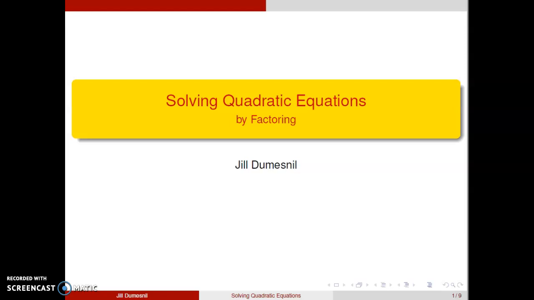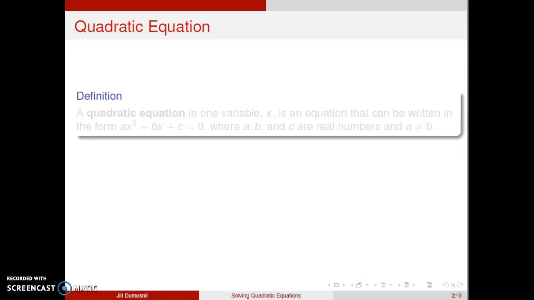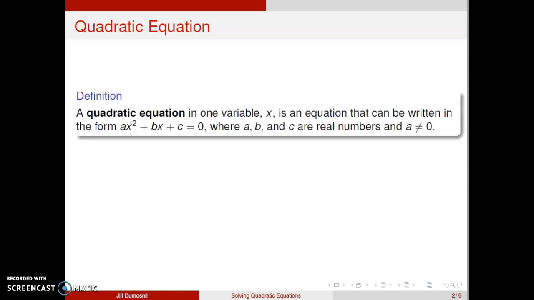In this video, we will solve quadratic equations by factoring. What do we mean by a quadratic equation? A quadratic equation in one variable x is an equation that can be written in the form ax squared plus bx plus c equals 0, where a, b, and c are fixed real numbers and a is non-zero. A quadratic equation in this form is said to be written in standard form.